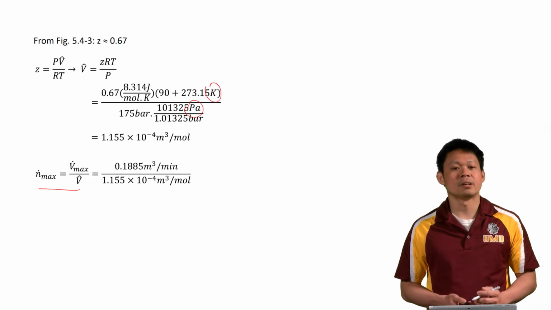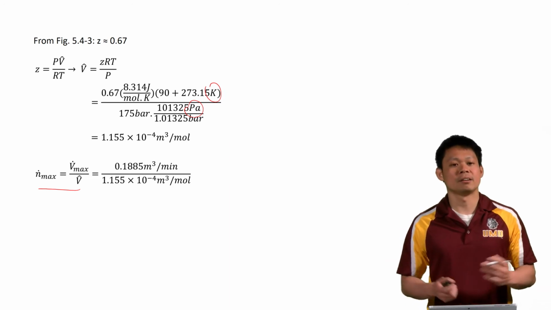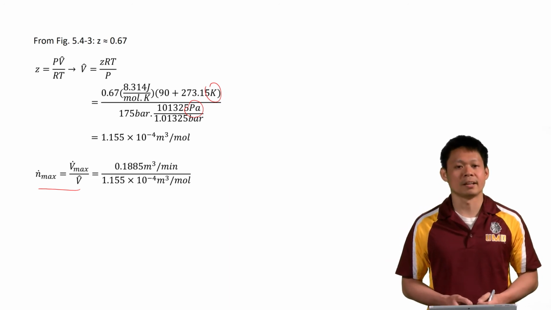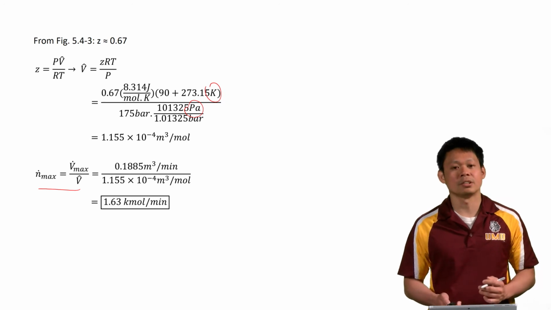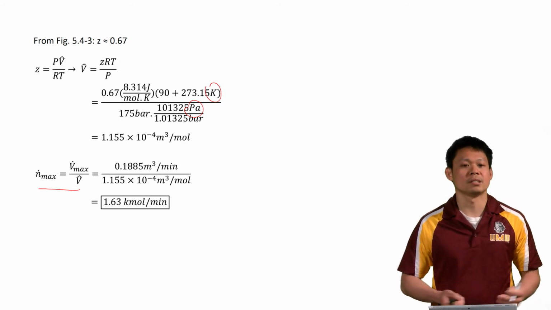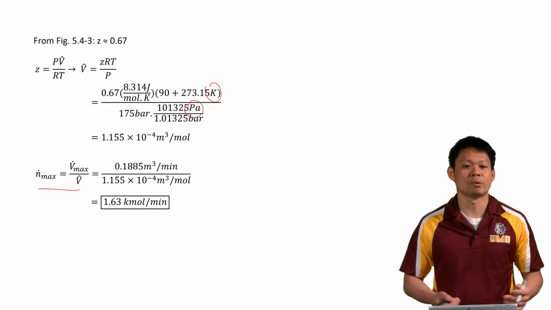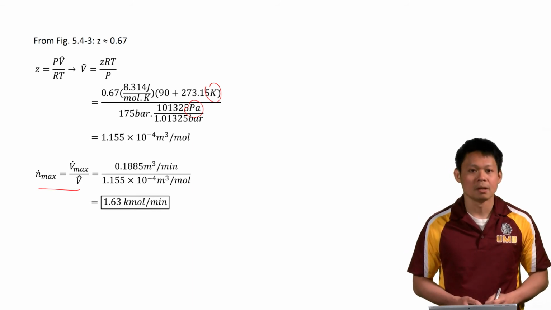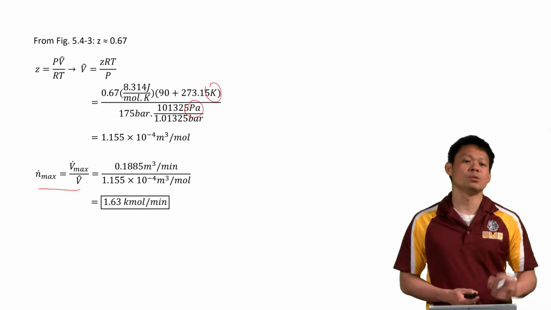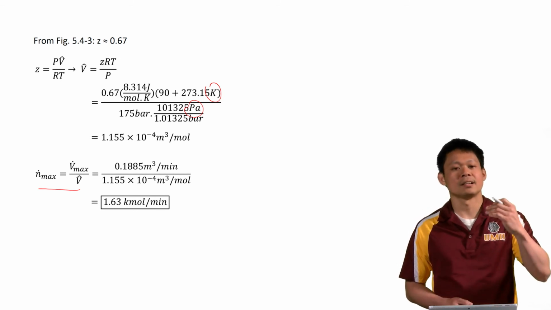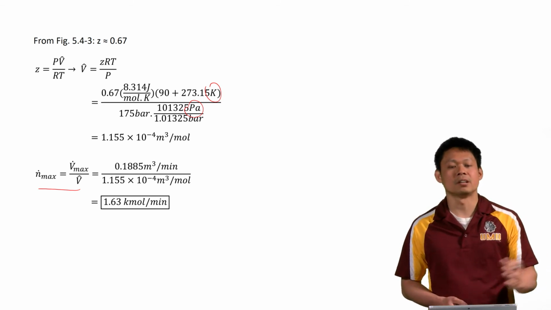So N is just V dot over V hat. We have our V dot max from our first slide. We calculated what is the maximum volumetric flow rate we can have. Divide that by our V hat down here, and you end up with our maximum molar flow rate we can have, which is 1.63 kilomoles per minute. Now in this case, I kind of broke it up into two steps. First, finding the V hat, and then converting from V dot to N dot.